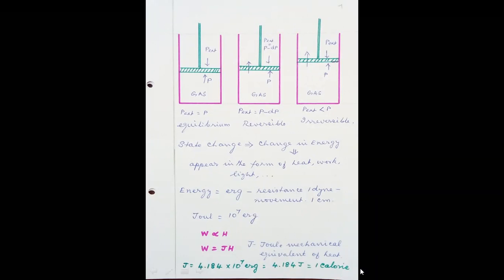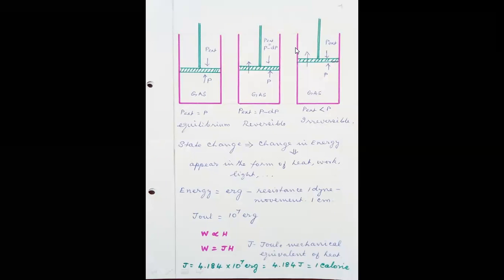You know one thing, the universal gas constant R can be given various units. In SI unit, it is 8.314 joule per mole per Kelvin. It is 1.987 calorie per mole per Kelvin. It is 0.082 liter atmosphere per mole per Kelvin. So these units are equal, which means very easily you can calculate the relation between joule and calorie. So one joule is 10 power 7 erg, and 4.184 joule is equal to 1 calorie.